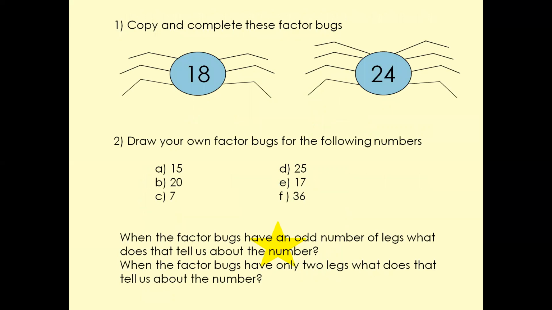Now here are some questions for you to answer. Can we draw these factor bugs? And can we draw the factor bugs of these questions here? And we want to write all the factors. But these 2 questions here are very interesting. So this question here, when the factor bugs have an odd number of legs, what does that tell us about the number? The second question is, when the factor bugs have only 2 legs, what does that tell us about the number? Pause the video, answer the questions.